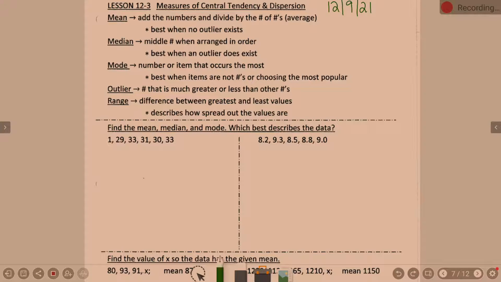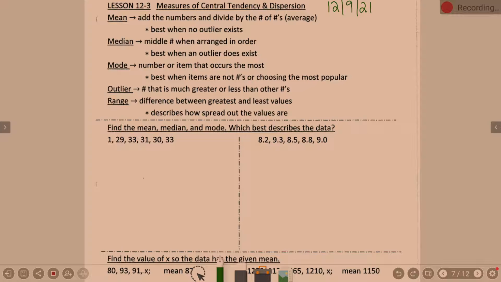The mean, that's the one where you add all the numbers up and you divide by however many numbers there are, also sometimes called the average. And when the questions in homework ask you which measure of central tendency best describes the data, well, the mean is best when there's no outliers. So when all the numbers are relatively grouped together and there's no random outlier that's way far away from the others.